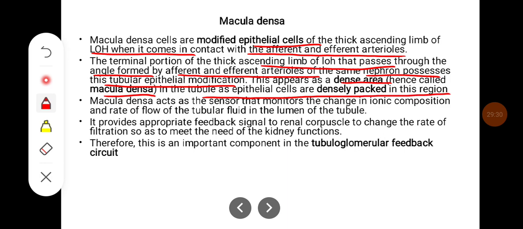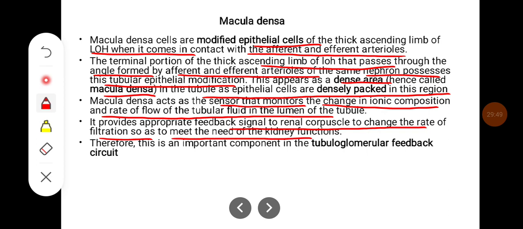Macula densa acts as a sensor that monitors the change in the ionic composition and rate of flow of tubular fluid in the lumen of the tubule. It provides appropriate feedback signals to the renal corpuscle to change the rate of filtration so as to meet the need of kidney function. Therefore, it is an important component in the tubuloglomerular feedback circuit.